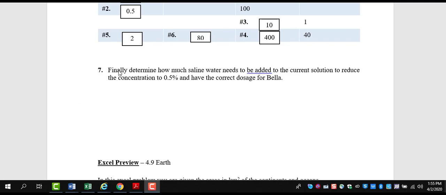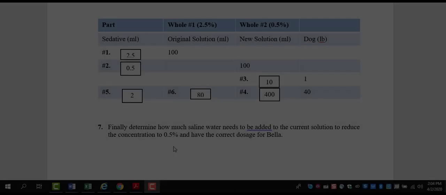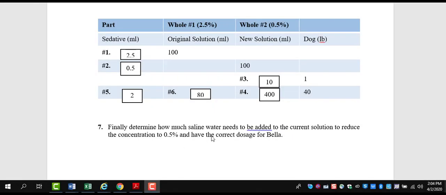So our last question says, finally determine how much saline water needs to be added to the current solution to reduce the concentration to 0.5% and have the correct dosage for Bella. We're actually done. The answer is 320 milliliters.